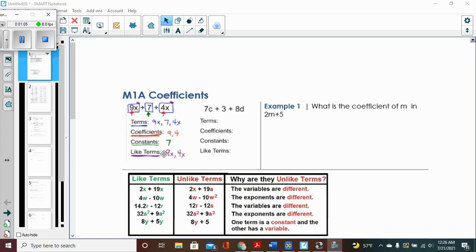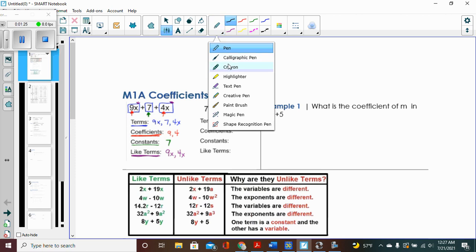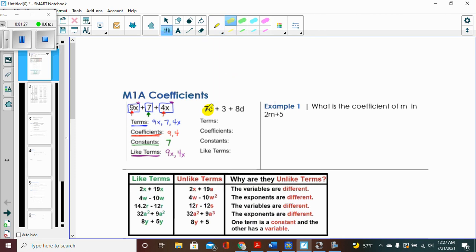For the like terms here, we have 9x and 4x. Below it kind of explains like terms and unlike terms, but we won't focus on that right now. What I want to look at next is this other problem here. It says 7c plus 3 plus 8d. So these are 3 distinct terms. There's a c term, there is a constant term, which is 3, and there is a d term right here. So we're going to identify those.